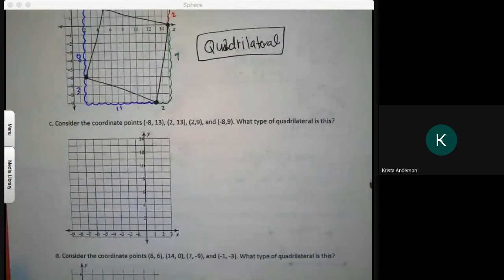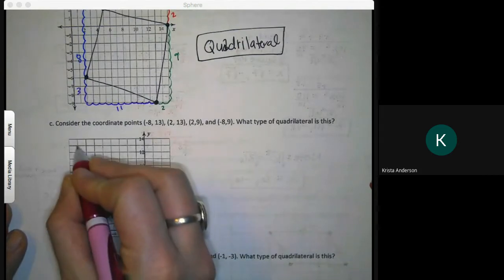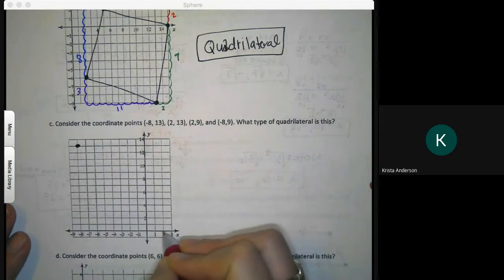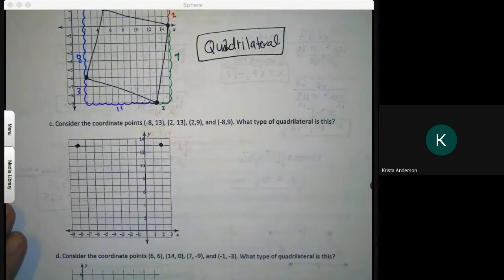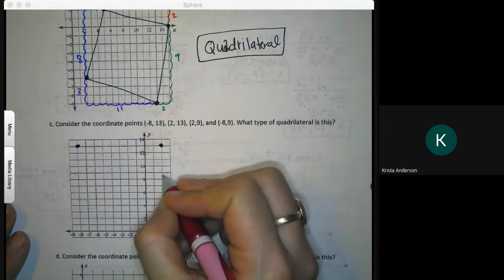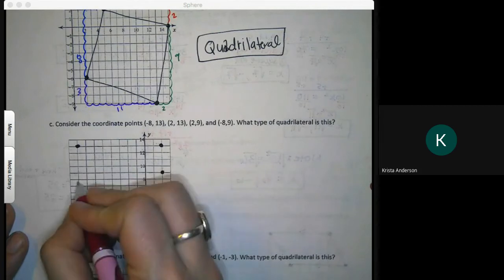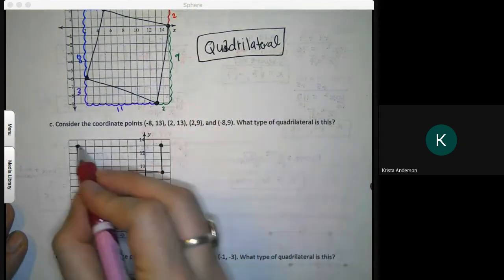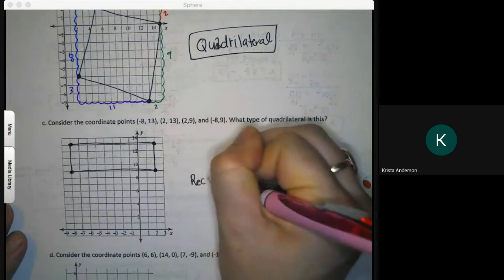Question C. I have -8 up 13. 2 up 13. 2 up 9. -8 up 9. I heard rectangle.